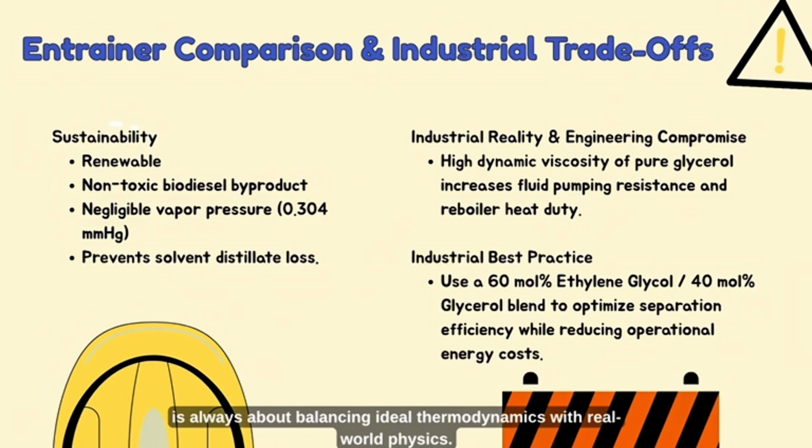However, engineering is always about balancing ideal thermodynamics with real-world physics. Pure glycerol has a higher dynamic viscosity. In a full-scale industrial column, this high viscosity increases fluid pumping resistance, lowers mass transfer rate, and increases the reboiler heat duty. Therefore, industrial best practice often favors a compromise using a 60% ethylene glycol and 40% glycerol blend. This hybrid approach captures the high thermodynamic efficiency of glycerol while maintaining manageable fluid hydraulics and lower operational energy costs, which is proven by Navarrete, Contreras, and Cowell.